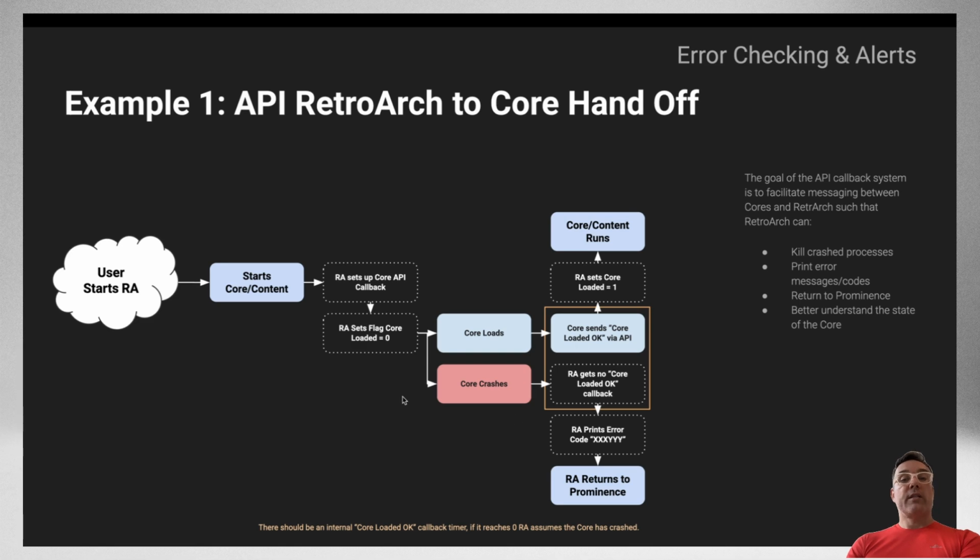But if the core crashes and RetroArch, after a period of time, we can set a timer for this, never gets an "I'm okay" callback, then we can now generate an error code, and I'll come on to error codes in a bit. And we can also do any memory cleanup if we need to, don't know if that needs to be done or not, and then return RetroArch back to prominence. So at least from the user perspective, they're like, okay, at least RetroArch's back up and running, and worst case scenario, they try and run the content again, it crashes again, and they get brought back to RetroArch. But at least RetroArch looks like it's not buggy at that point. The core may do, but at least RetroArch doesn't.